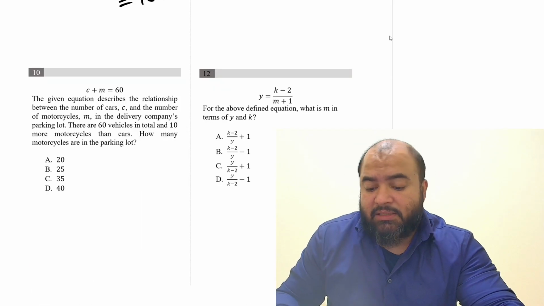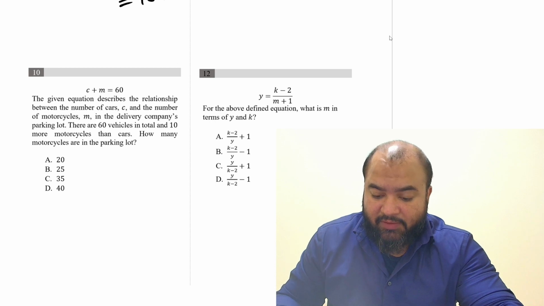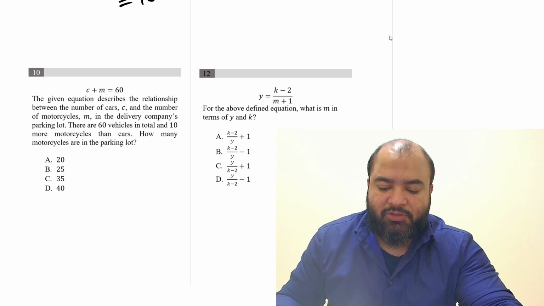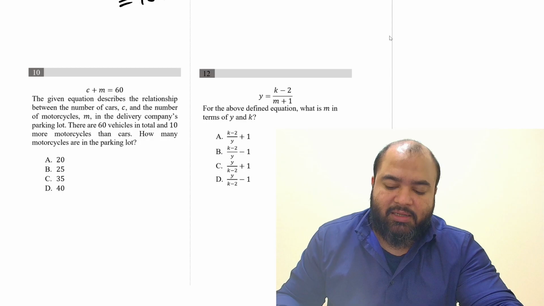Number 10. C plus M is equal to 60. Now the given equation describes the relationship between the number of cars and the number of motorcycles.